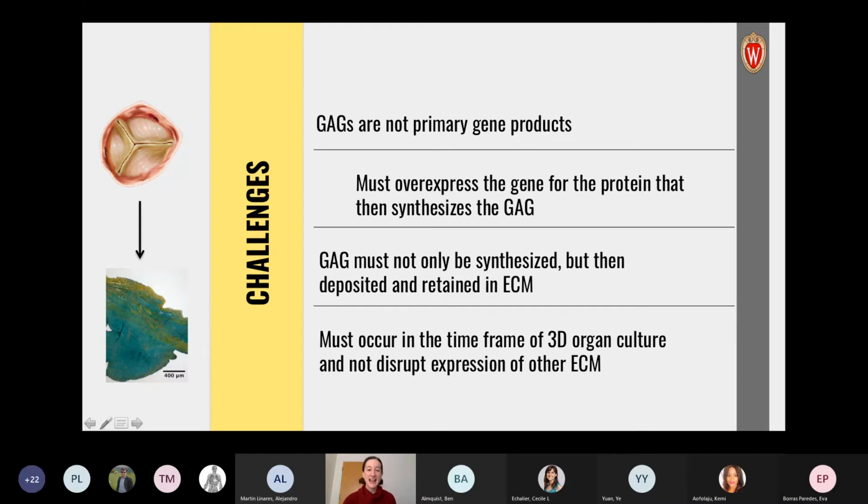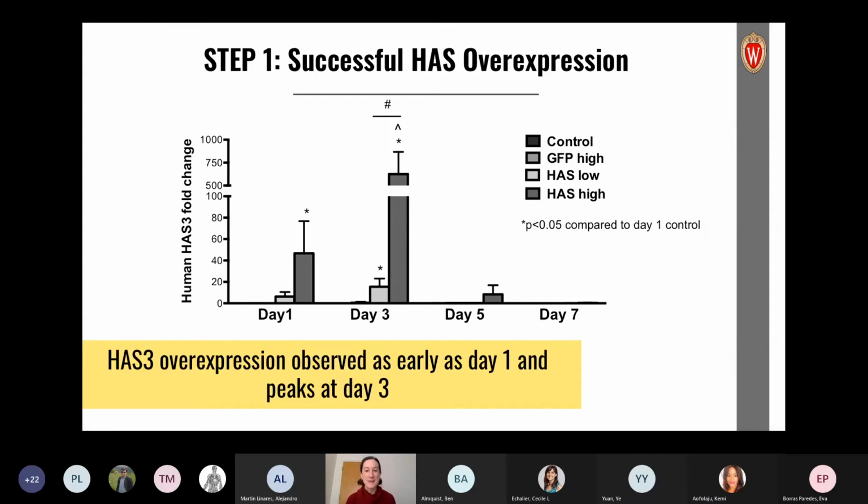And then this hyaluronic acid must not only be synthesized, but then deposited and retained in our valve ECM. And all this has to happen in the time frame of 3D organ culture and not disrupt any other ECM. So it's kind of a tall order that seemed a little bit nutty for a while. But spoiler alert, it worked.